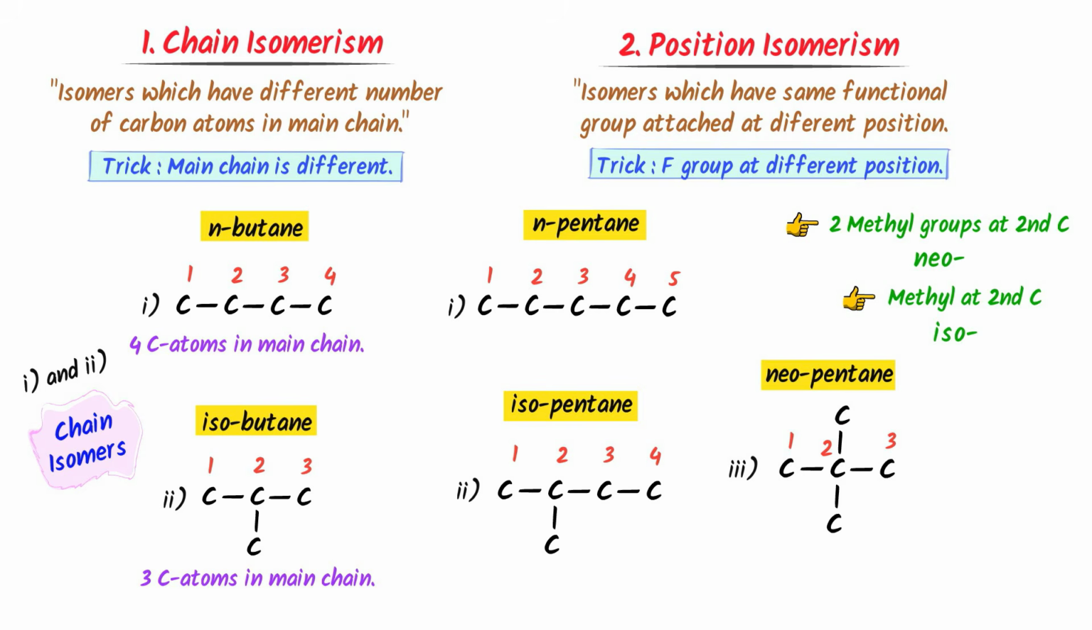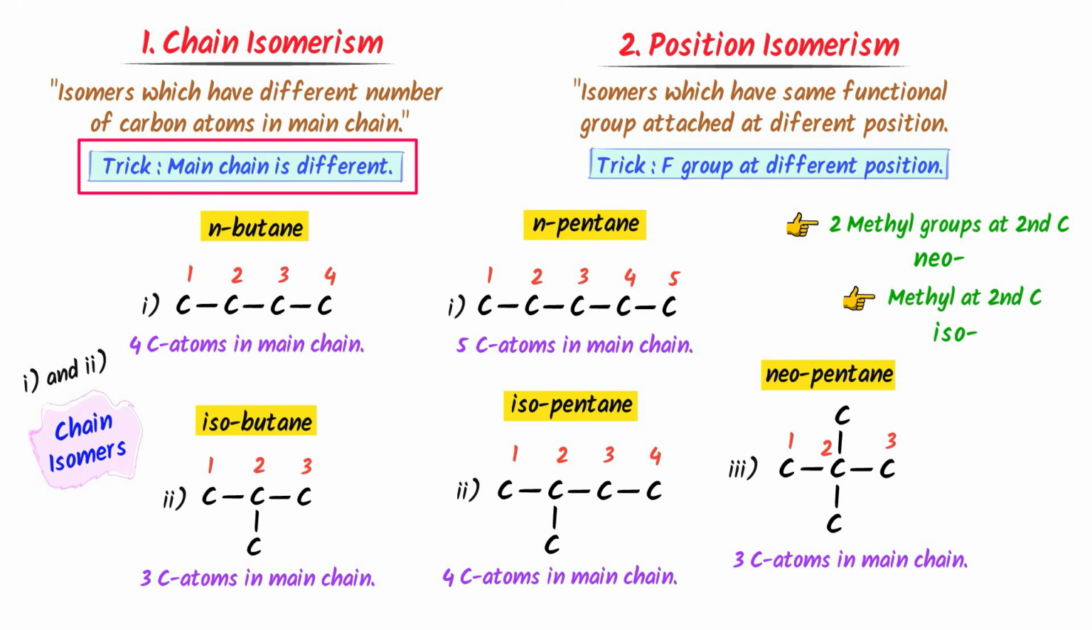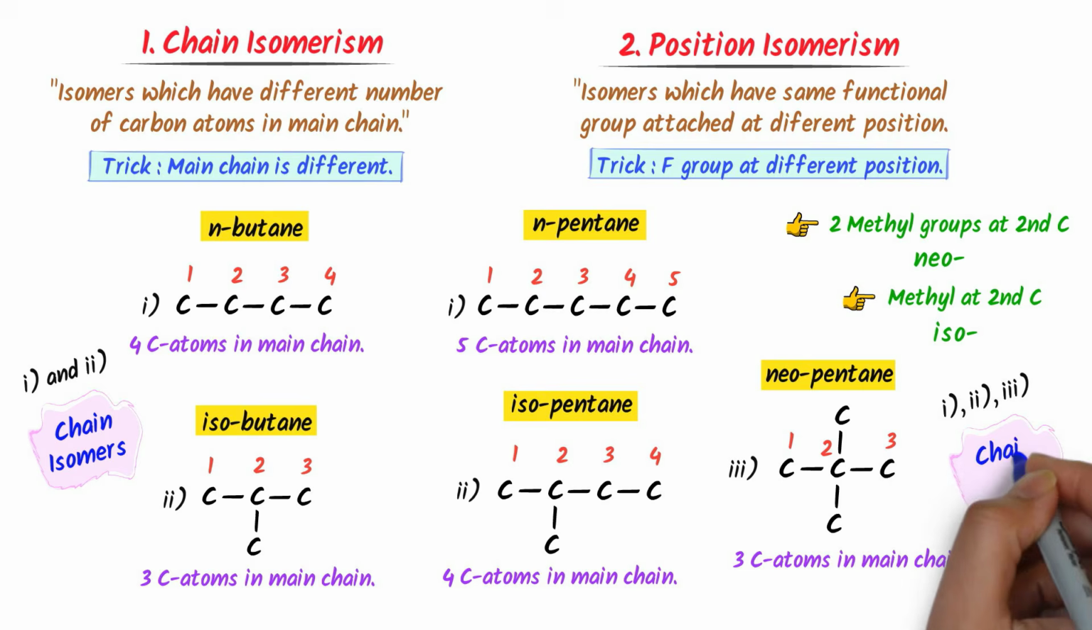Now listen carefully. We can see that there are 5 carbon atoms present in the main chain of this compound. There are 4 carbon atoms present in the main chain of this compound. And there are 3 carbon atoms present in the main chain of this compound. According to this trick, these isomers have different carbon atoms in their respective chains, so they are chain isomers. Thus 1, 2 and 3 are chain isomers because they have different number of carbons in the main chain or parent chain. Hence note it down.